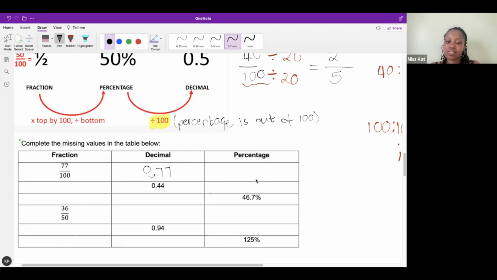No? Okay, that's fine. As a percentage, so you take 0.77 and times by 100. Nice. 77%. Okay, first one off without a glitch.